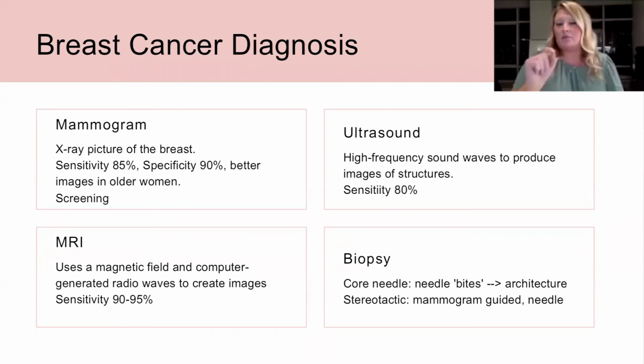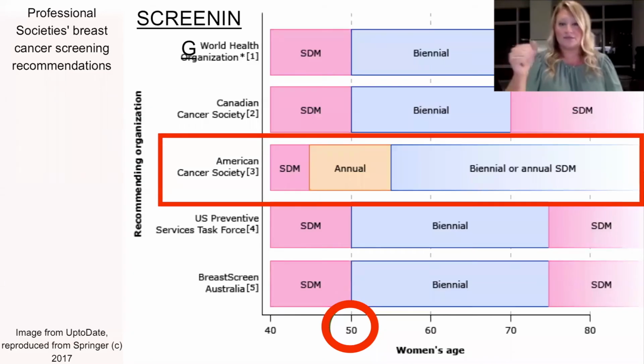Then the biopsy is if we do find an abnormality in the breast tissue, they might recommend a biopsy. And what that does is that is a needle that goes through the breast tissue and grabs a little tiny bite of the tissue so that we can look at it under microscopes to see, do the cells look like they contain cancer? And this is how we get our diagnosis to start talking about treatment plans. Next slide, please. Thank you.